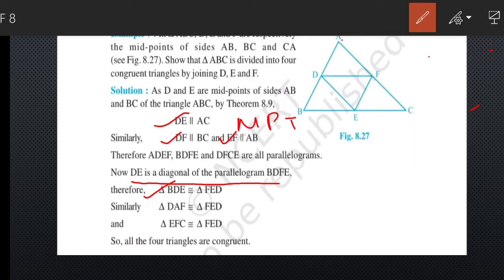Similarly, if we consider the quadrilateral ADEF, DF is the diagonal. So triangle ADF is again congruent to FED. And similarly, using this same property, we can prove that EFC is congruent to EFD. So all these four triangles are congruent to each other.